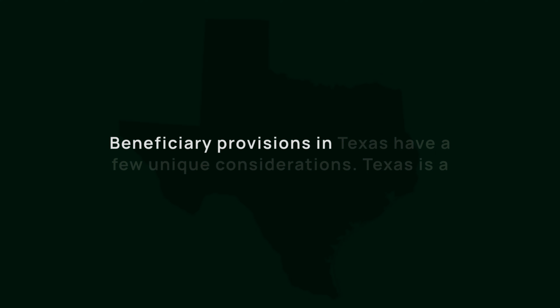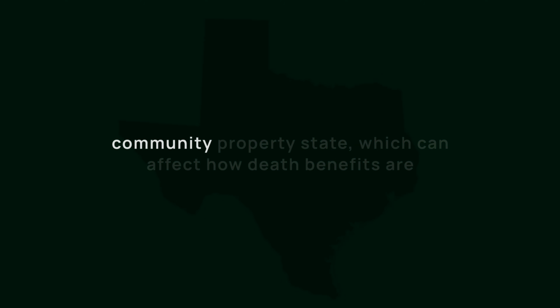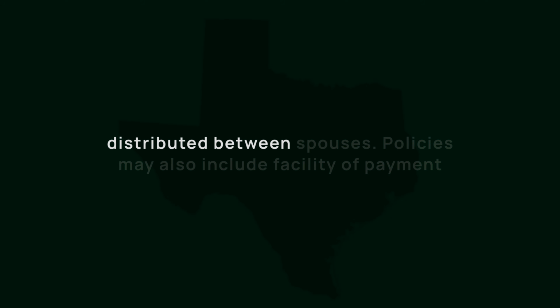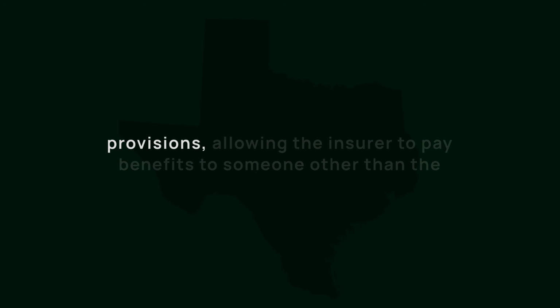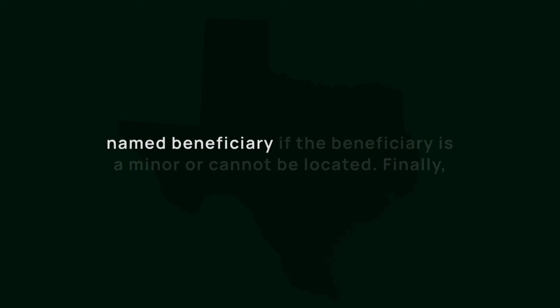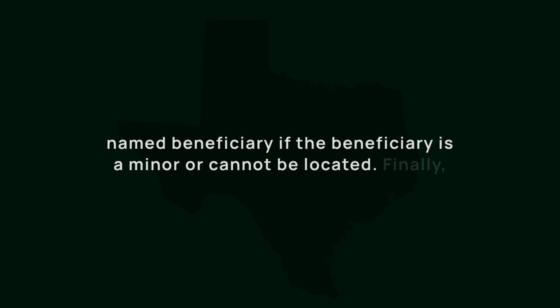Beneficiary provisions in Texas have a few unique considerations. Texas is a community property state, which can affect how death benefits are distributed between spouses. Policies may also include facility of payment provisions, allowing the insurer to pay benefits to someone other than the named beneficiary if the beneficiary is a minor or cannot be located.